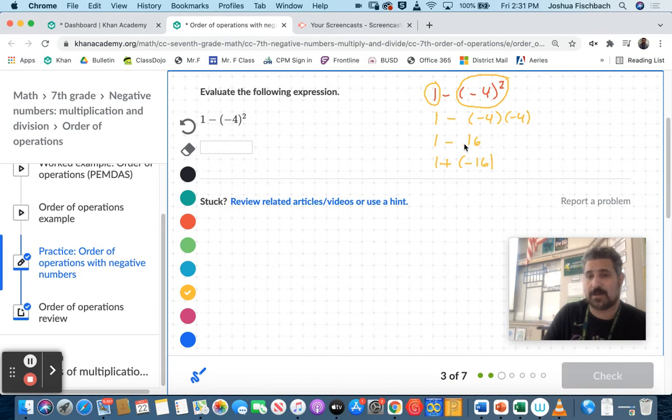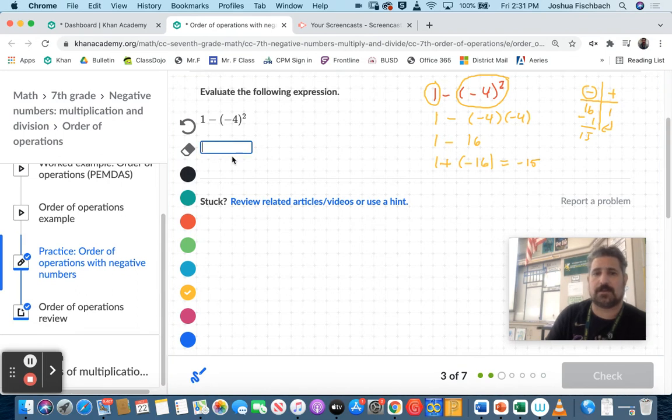Or you can just think 1 take away 16, right? Who's going to win? The takeaway. By how much? 15. Ultimately, in this situation, you're going to get an answer of negative 15. And like I said, the way I like to think about it, once I have my addition here, say on the positive side, you got 1. On the negative side, you got 16. Who's going to win? The negative. By how much? Take away the losing side. And that's why I get negative 15 as the answer, okay? So that's it. There's my answer, negative 15. Put it in, and we're good to go.